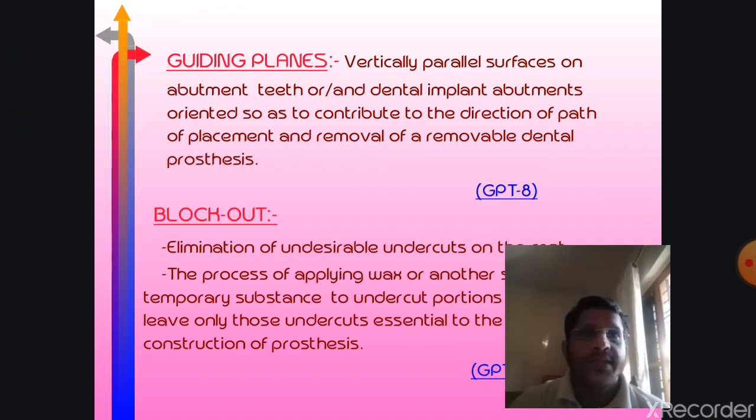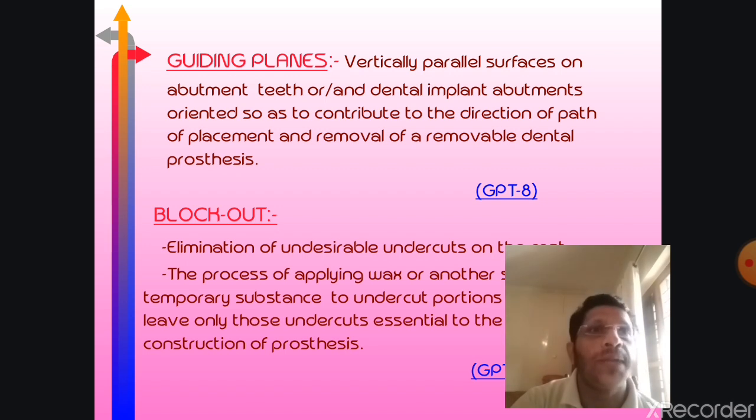Now guiding planes are vertically parallel surfaces on abutment teeth and or dental implant abutments oriented so as to contribute to the direction of path of placement and removal of a removable dental prosthesis. Guiding planes is a terminology which is used quite often in a cast RPD. So the definition of guiding plane is very important.